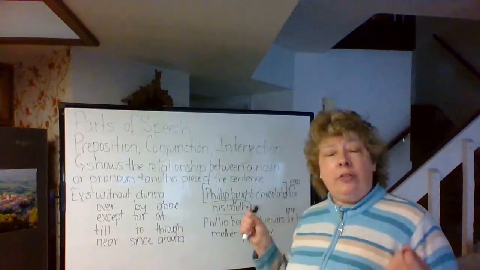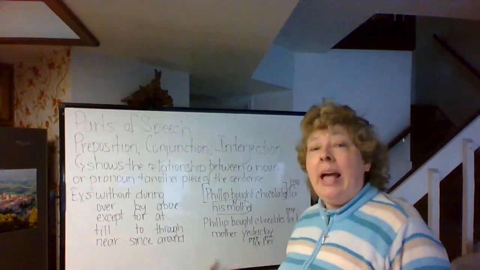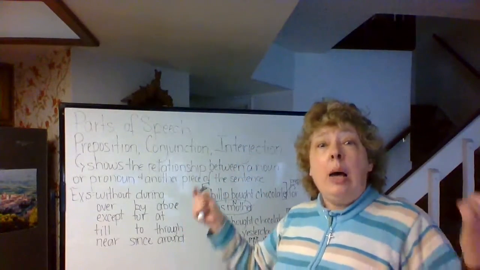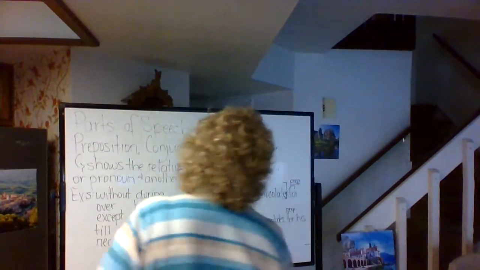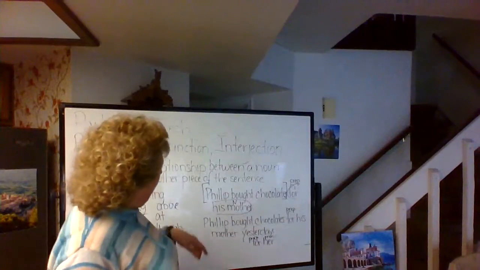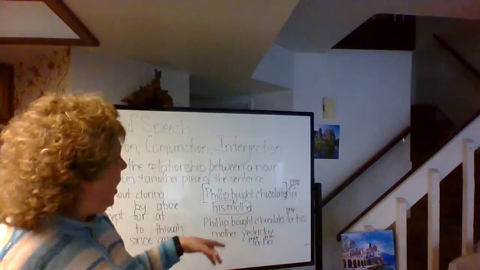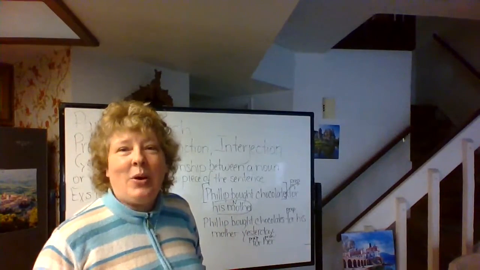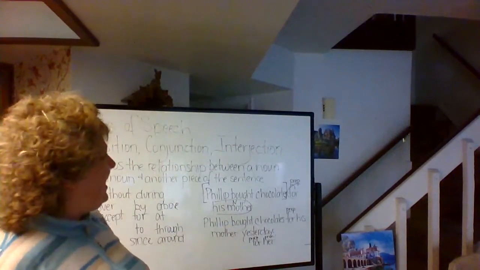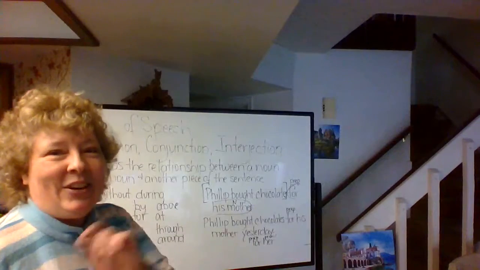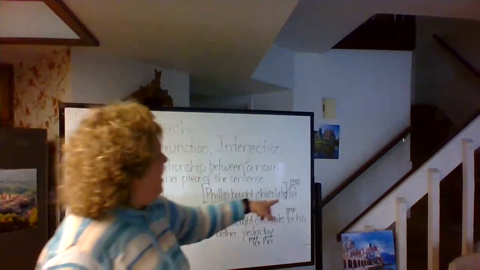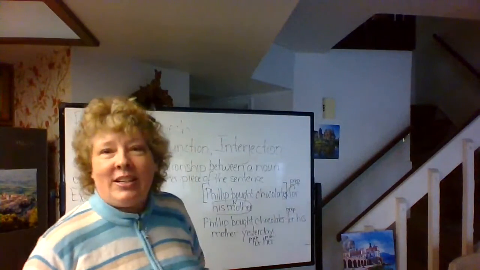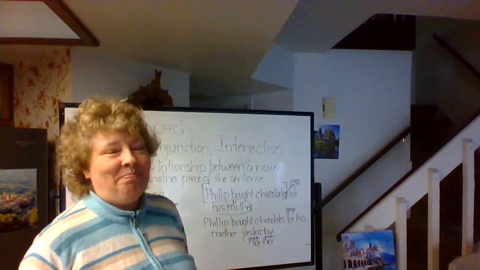So we need to look for a noun or a pronoun after finding the preposition. Let's look at our sentence. Okay, we have here, Philip bought chocolates for his mother. Where's the preposition? Oh my goodness. Yes, I did label it. You are so right. For is your preposition. So you found that. Part 1.